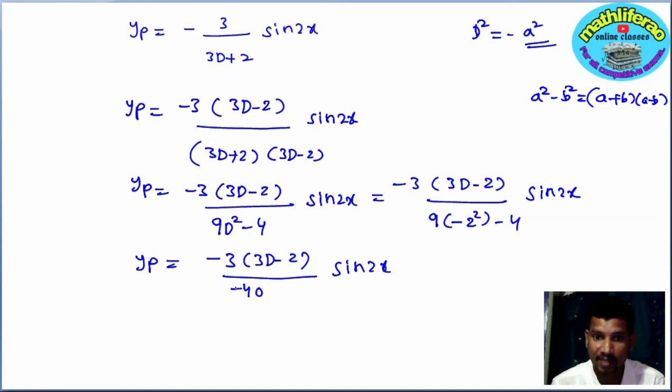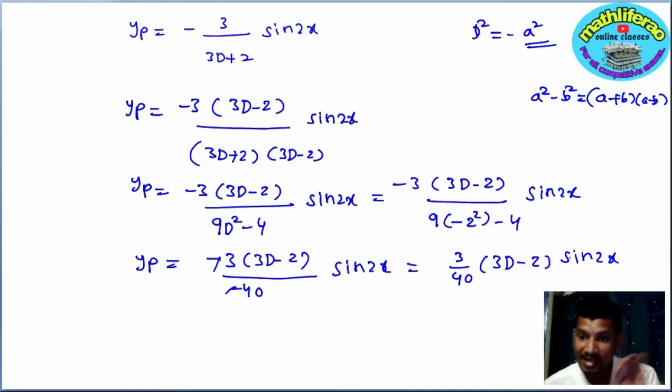So here the minus minus get cancelled. The remaining part is 3 by 40 into (3D minus 2) into sin 2x. D means derivative of first order. D square means derivative of second order.